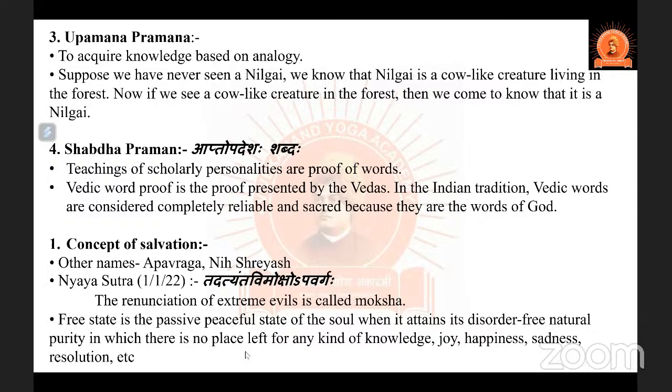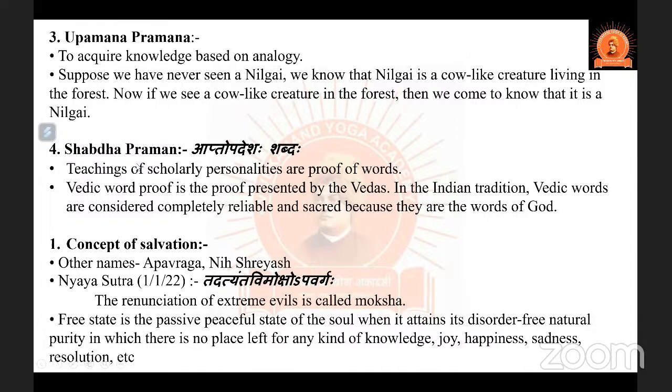So if someone has gone to the forest and seen a cow-like creature there, they will come to know that this should be a nilgai. So through some logic, through some analogy, we have just acquired knowledge. That is called upamana pramana. Based on the analogy, we have attained some new knowledge, right?